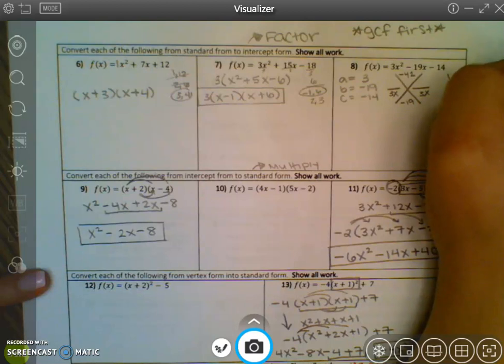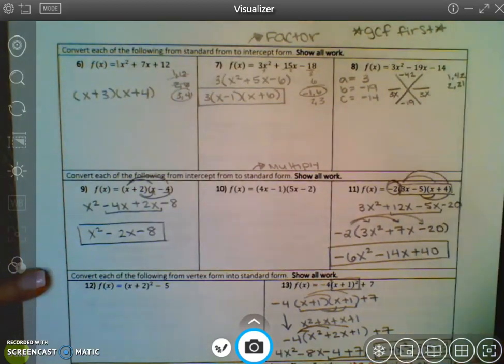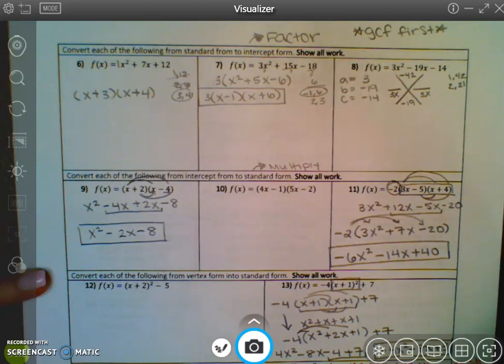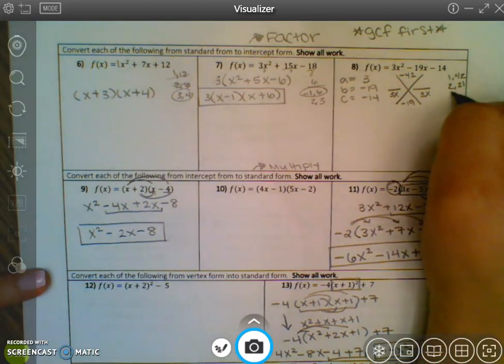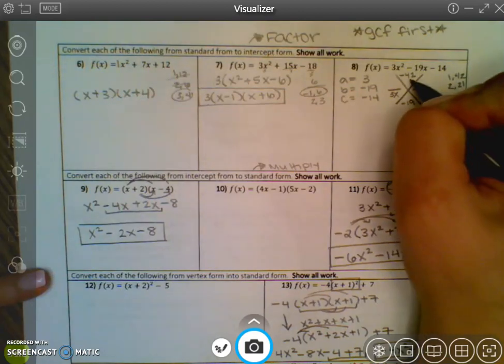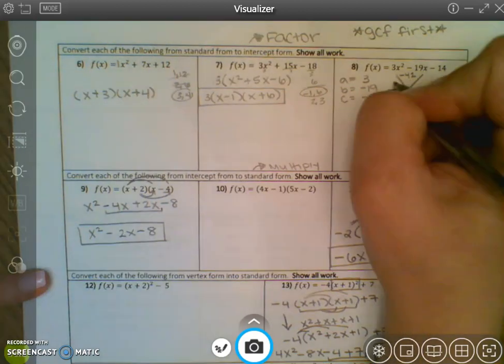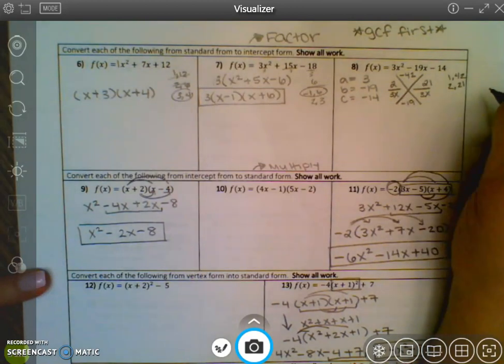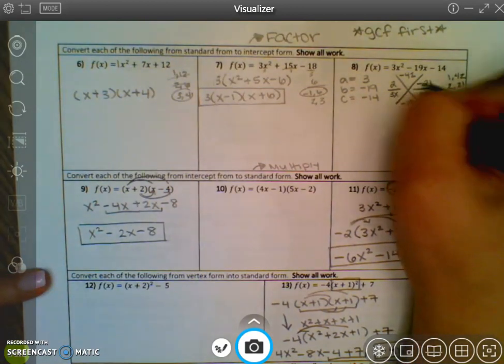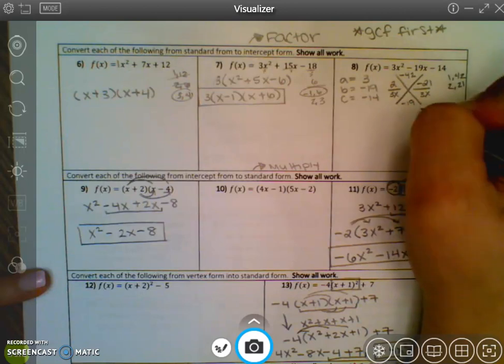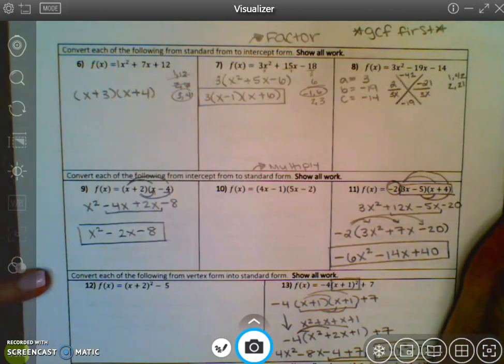Okay, let's see what makes 42. 1 and 42, 2 and 21. Oh, I think actually 2 and 21 works. 2 and 21. Okay, one of them has to be negative to multiply. So 2 and 21, negative 21 plus 2. So 2 and negative 21.